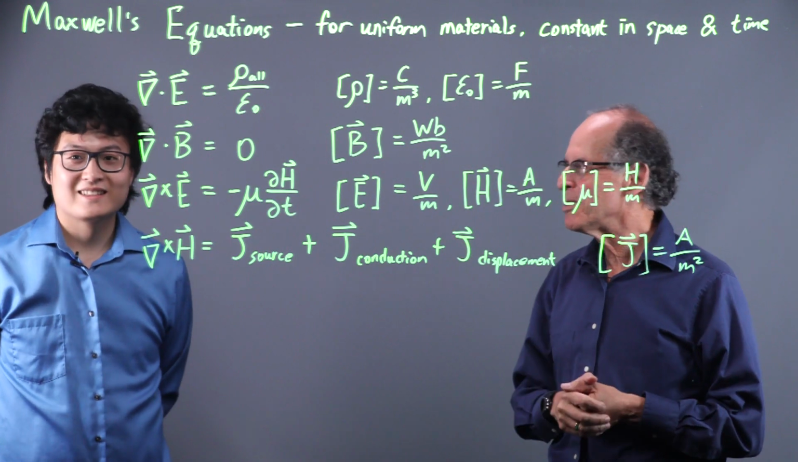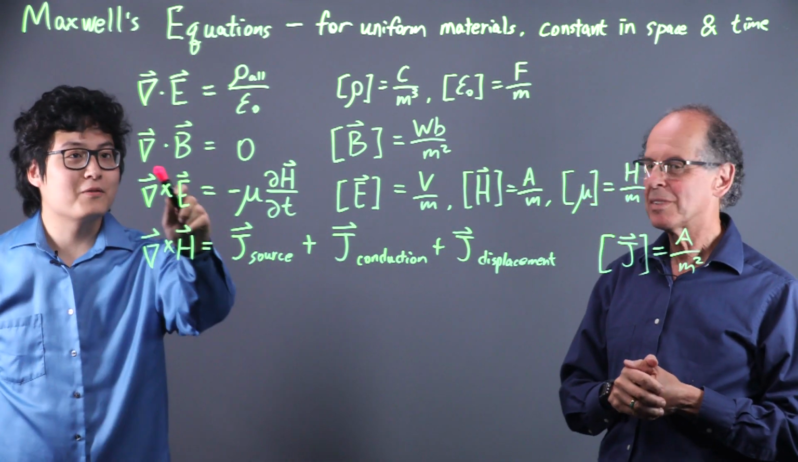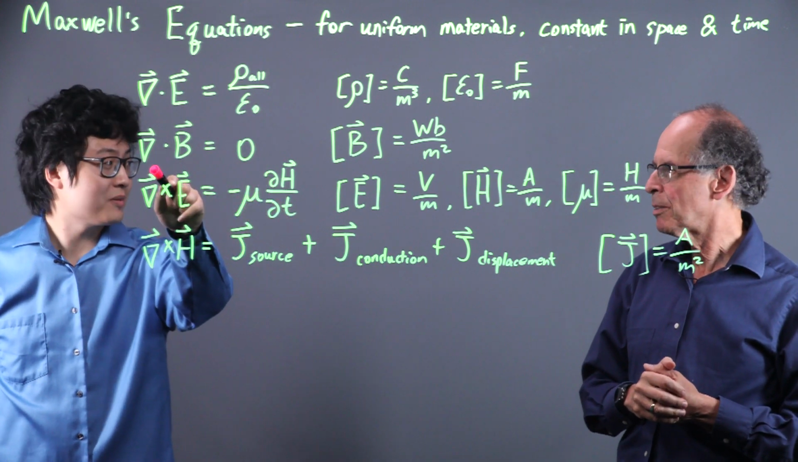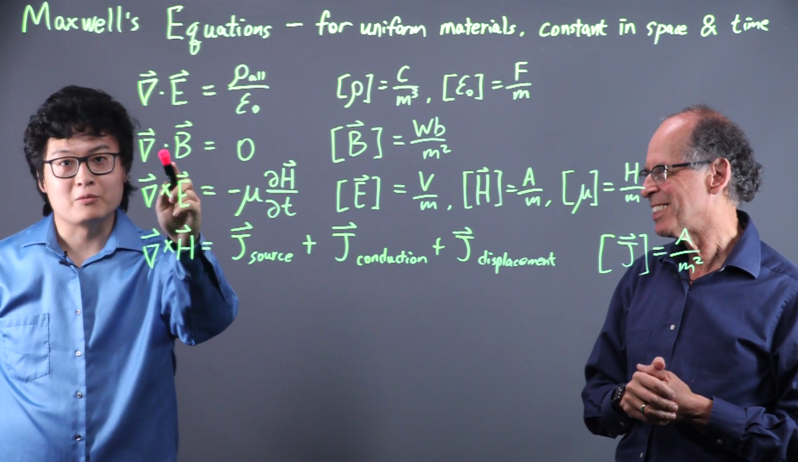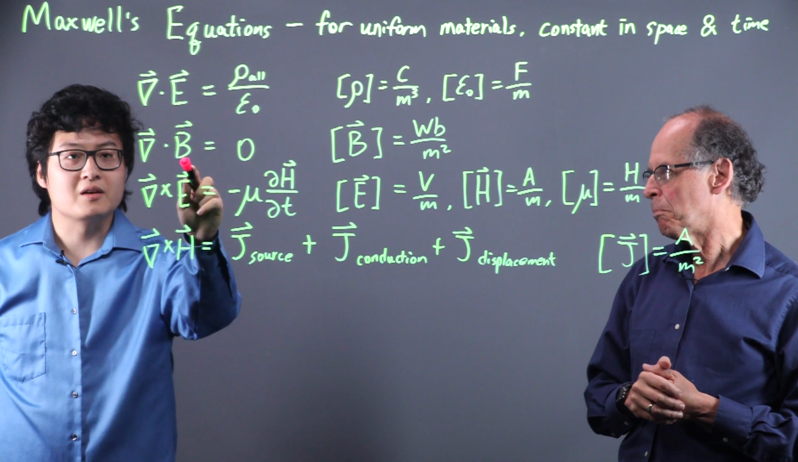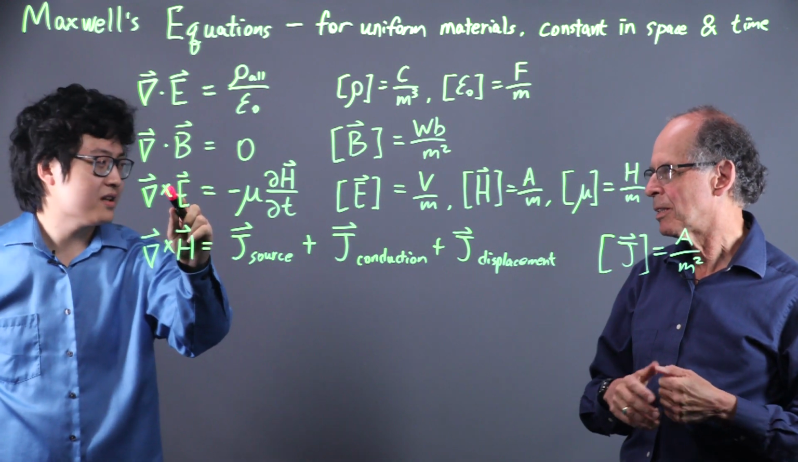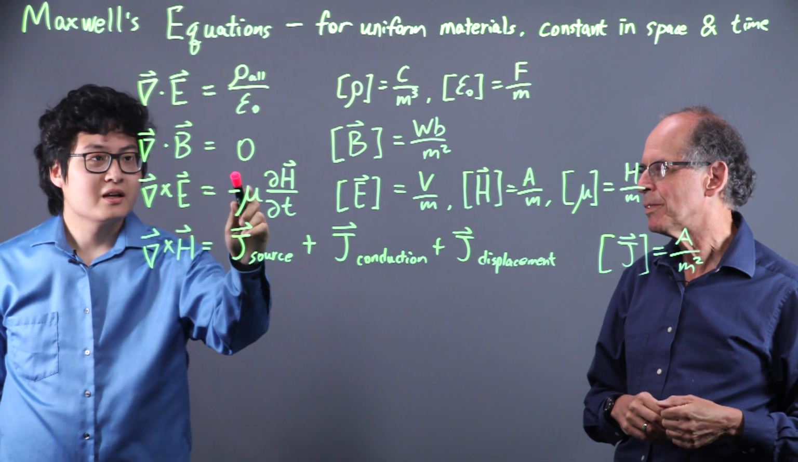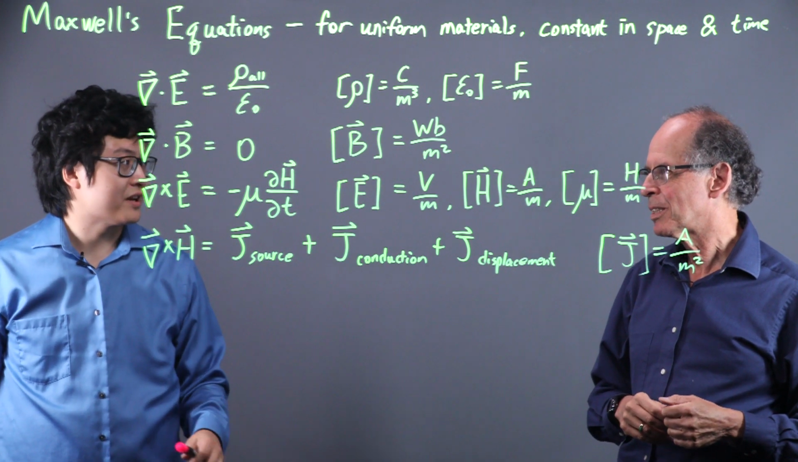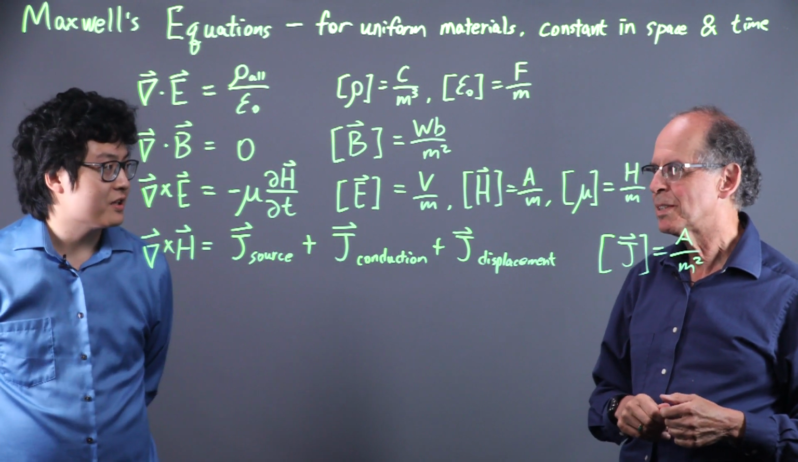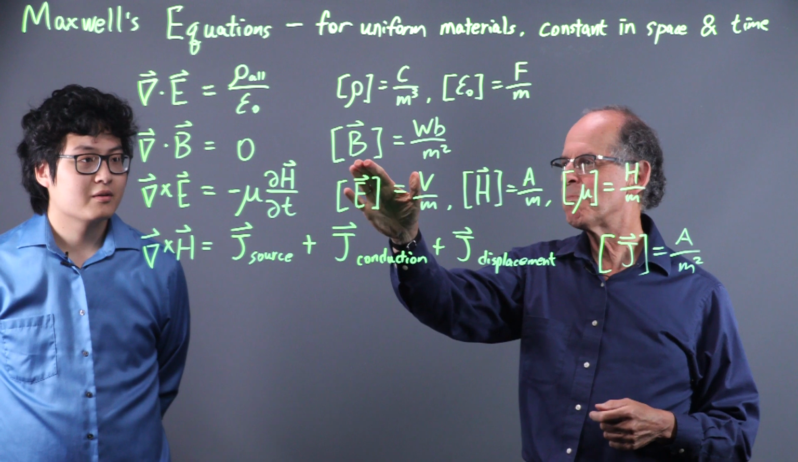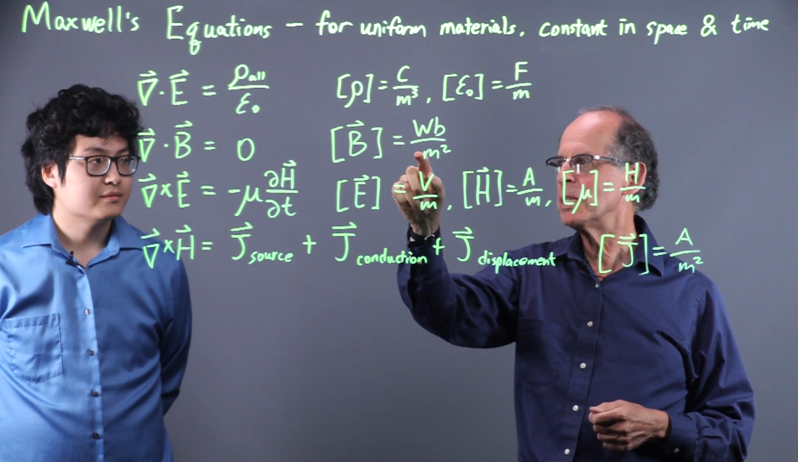Okay, let's continue. For the second equation, I think this is also from Gauss's law. Yeah. And we have del dot the B field, the magnetic flux density, equals 0. And we'll go through the physical interpretation of that later. And do you want to go through the units? Yeah, sure. The units of B are Webers per meter squared.